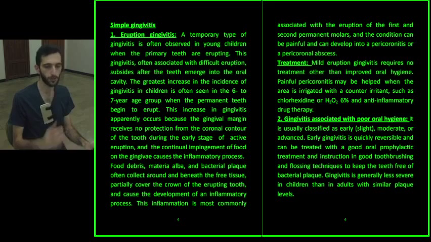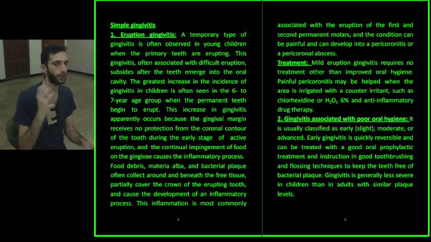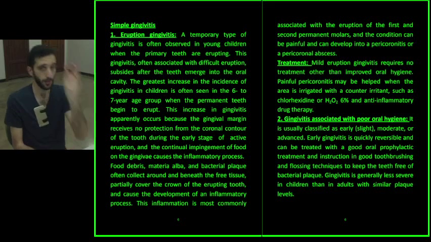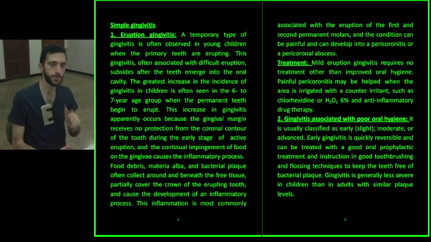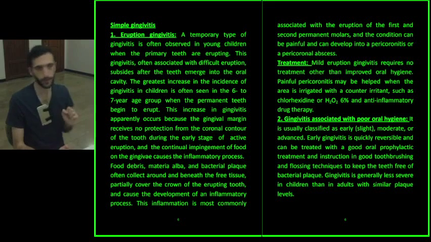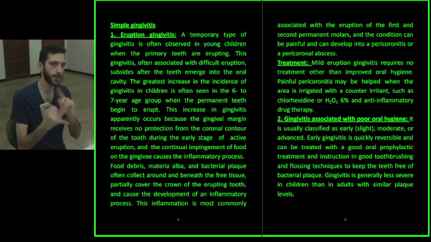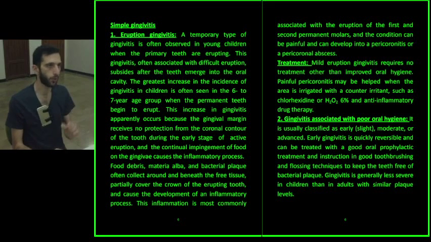of an inflammatory process. The inflammation is most commonly associated with the eruption of the first and second permanent molars, and the condition can be painful and can develop into pericoronitis or a pericoronal abscess. To be exact and to give you an idea, people in the age group between 6 and 7 are the most affected with eruption gingivitis because the first and second molars are the most involved teeth in eruption gingivitis.